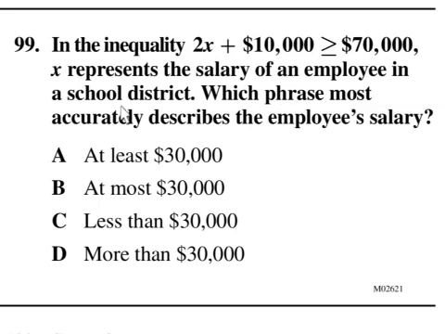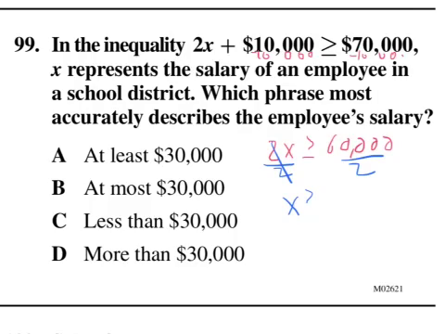All right, this inequality represents the salary of an employee, where X is the salary. Which phrase most accurately describes the employee's salary? So basically you solve this. First thing you do is minus the 10,000 over. So I got 2x is greater than or equal to 60,000. And then you divide by 2. X is greater than or equal to 30,000.